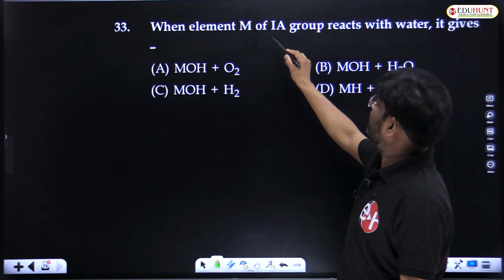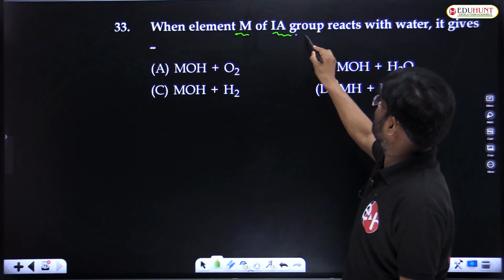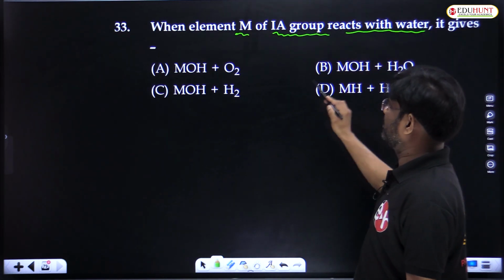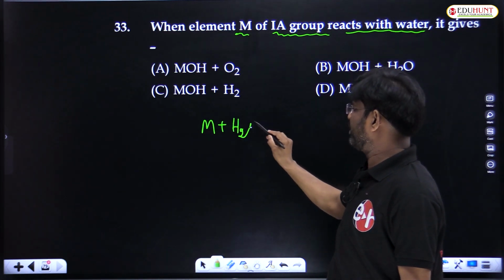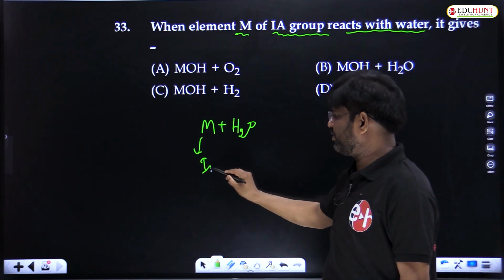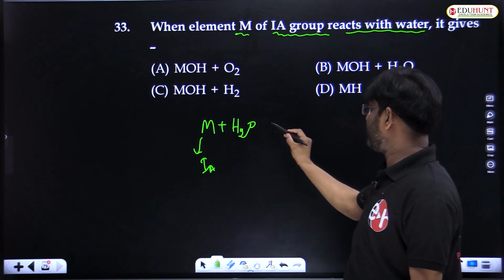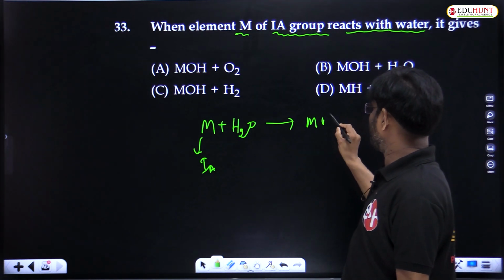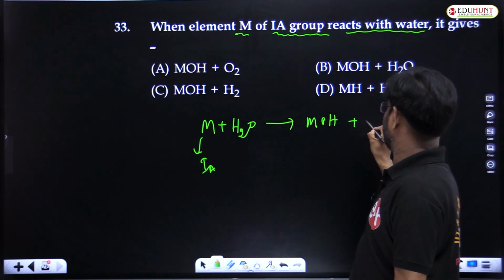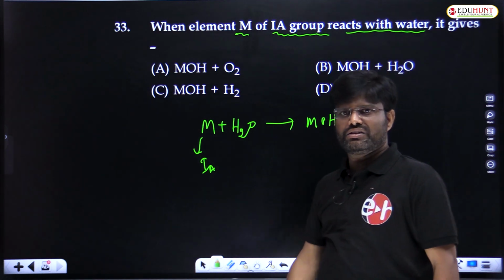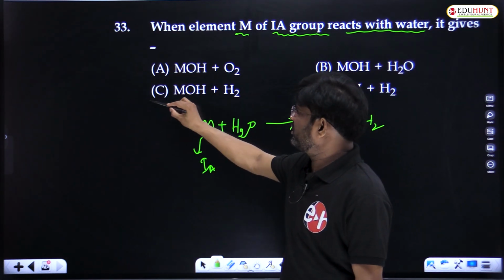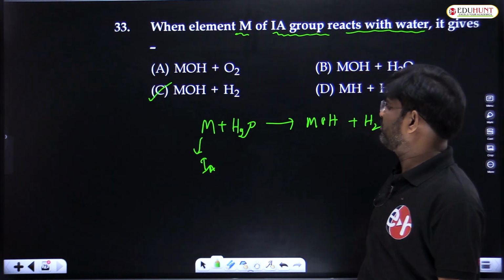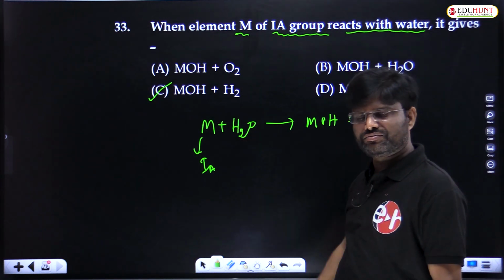So when element M, a first group element, reacts with water. So metal reacts with water, first group element. Then what will form? MOH plus H2 gas. This is about question 33. Answer is C only. First group element gives MOH.